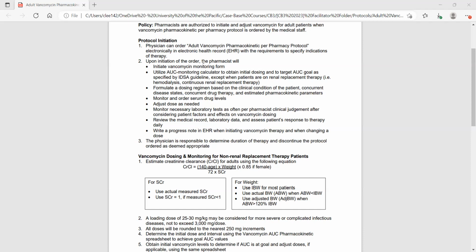A lot of institutions will have different goals. A lot of institutions are now using the AUC monitoring goal instead of the trough-based monitoring process. So a lot of times, you just have to check with the hospital which one they are using in terms of their goal monitoring.